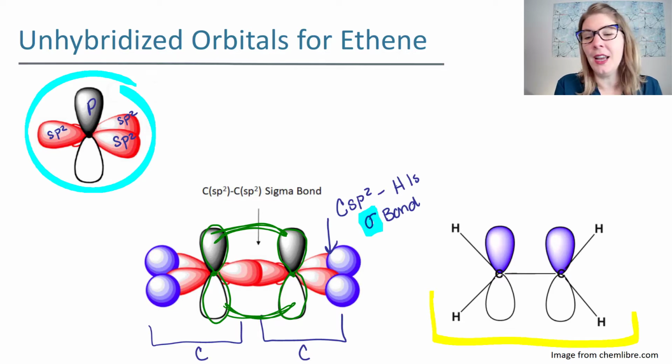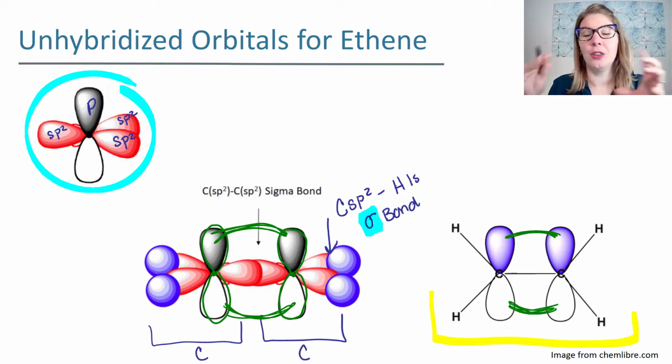And so again, if or when these p orbitals overlap, and this green part that I'm drawing in is meant to say, hey, these are close enough to overlap with one another, they end up forming that pi bond. So that unhybridized p orbital is imperative. It is what creates the pi bond for these structures.